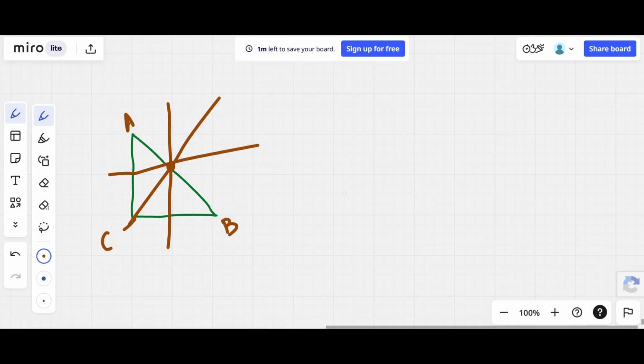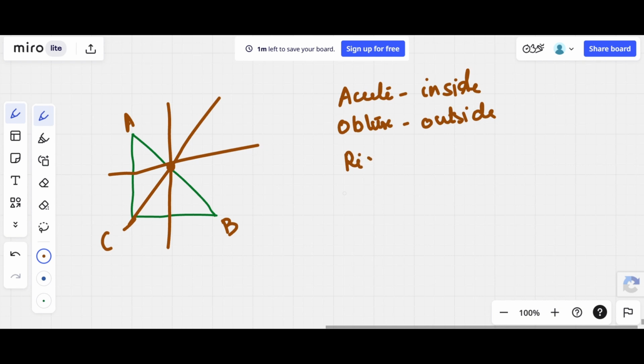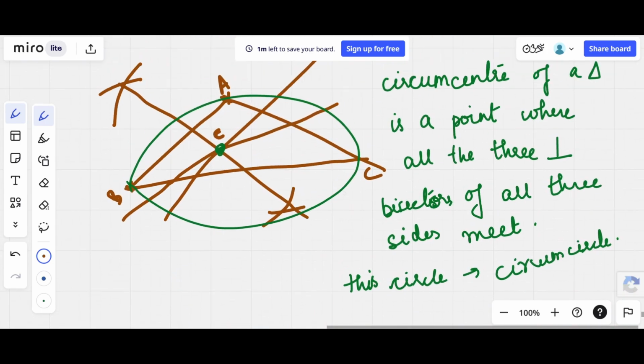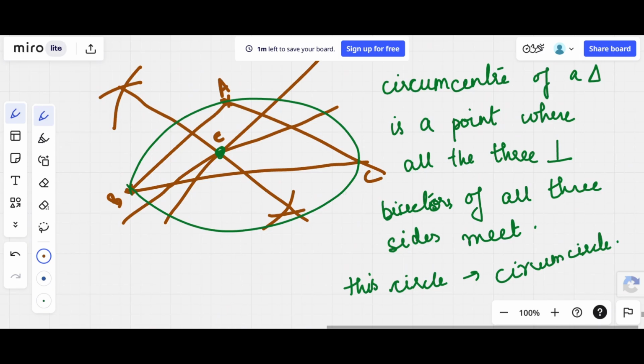So what did we get? Acute inside, obtuse outside, and right angle triangle on the hypotenuse. Is that correct, kids? Ma'am, can you show the acute one again? Acute is where? Here. You want me to show it again? No, ma'am, I was writing it, that's all.